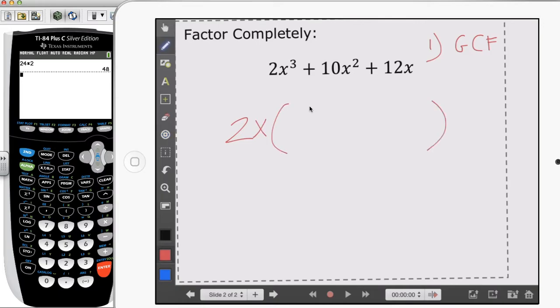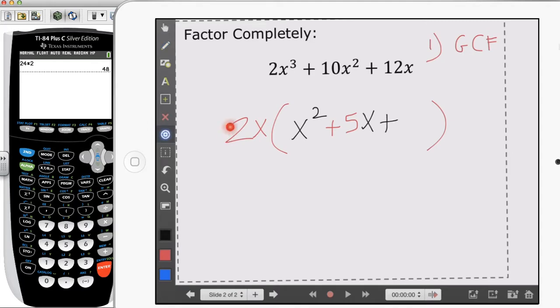So if I have 2x to the third and I factor 2x out, I'm going to be left with x to the second, because x and x to the second would give you x to the third. Now, if I have 10x squared and I factor 2x out, think about it. 2 times what would give you 10? It's 5. X times what would give you x squared? It's x. Don't forget the plus.